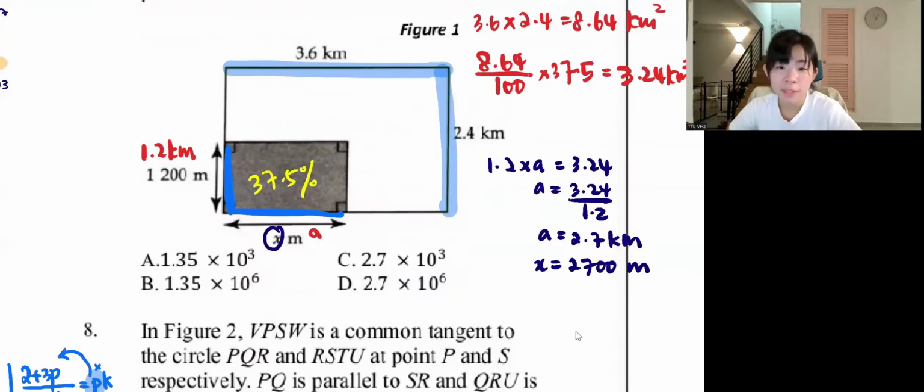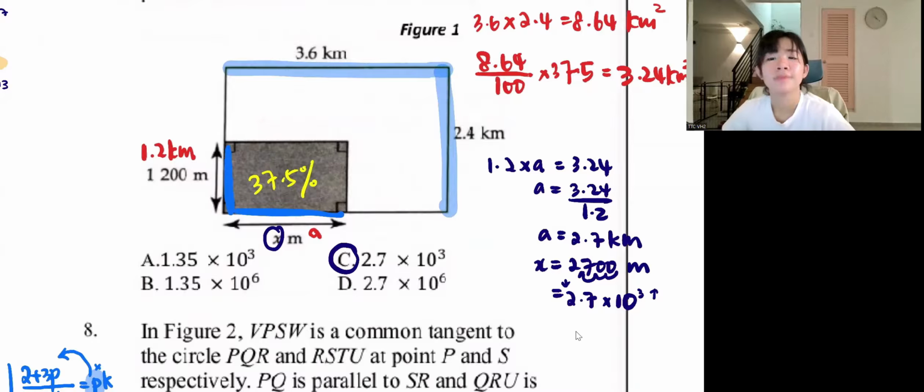And the answer given must be in standard form. 1, 2, 3. So it is 2.7 times 10 to the power. Okay, so the number becomes smaller, power becomes bigger. So it's 3. 2.7 times 10 to the power of 3. Answer C. Yes. Okay, next topic, which is circle.